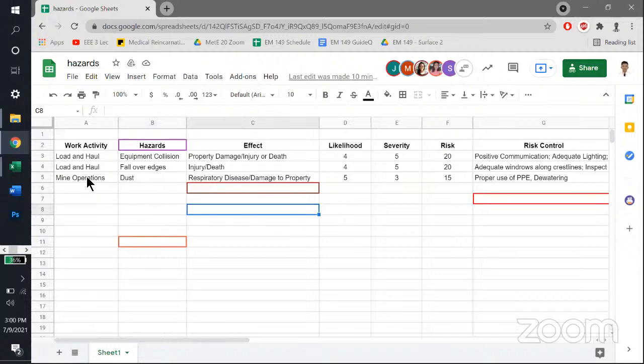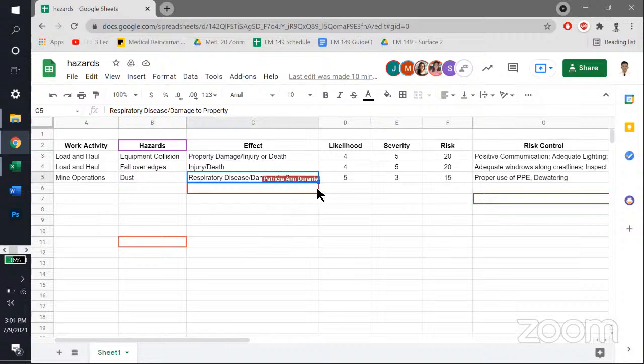So the table, third is dust. The hazard happens in the entire mine operation. Its effects are respiratory disease and damage to property, because for example, it is dusty, so it also causes a visibility problem, which increases the likelihood of collision. Likelihood is 5, severity is 3, risk is 15. The risk control for this is proper use of PPE, dewatering, and ground controls to lessen the amount of dust. So that's all.